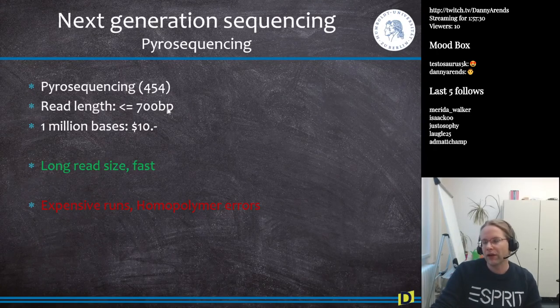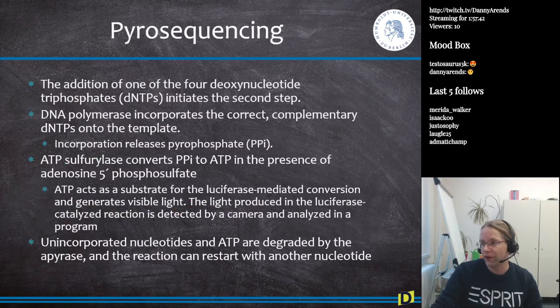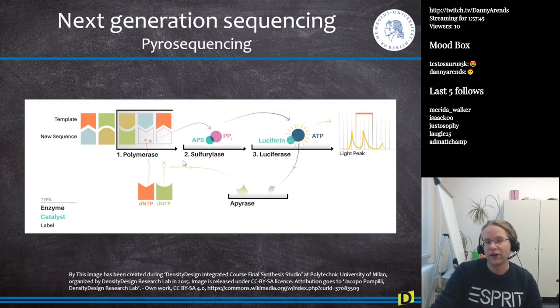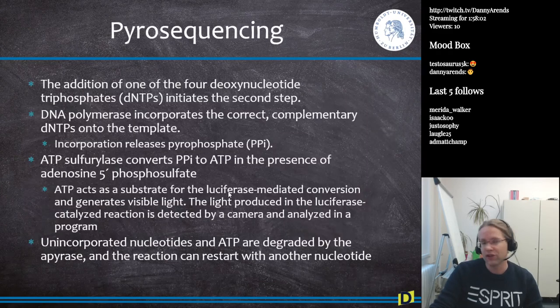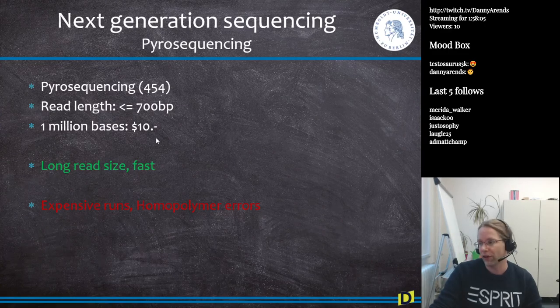The read length is relatively good, up to like 700 base pairs, but it is really, really expensive to do, because 1 million base pairs will cost you around $10. And that is because of the enzymes that you need, right? You need polymerase, which is kind of common. You always need polymerase to extend something. But you also need sulfurylase, you also need luciferase, and you need the apyrase. So these proteins are really, really expensive. That makes this a very, very expensive sequencing technology.